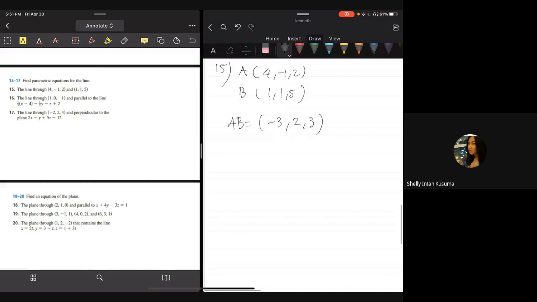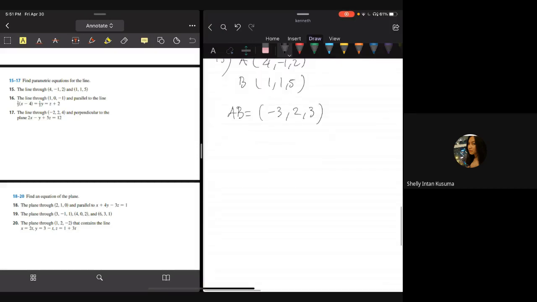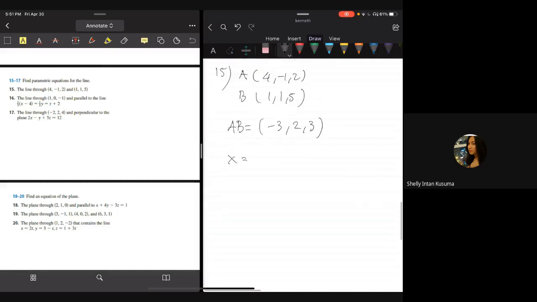And we can use any point for that parametric equation. So x is equal to, let's use the first one, point A, 4 minus 3t, this one from the direction vector. y is minus 1 plus 2t, and z is equal to 2 plus 3t. This one is from the direction vector. Okay.